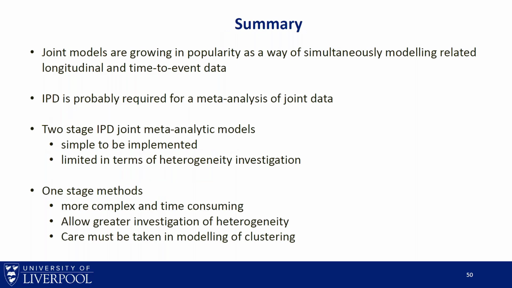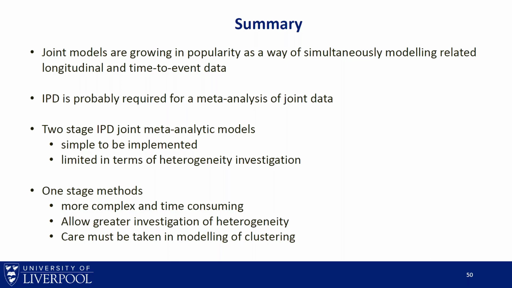So, a summary of recommendations. Overall, joint models are growing in popularity as a method of simultaneous modelling of potentially related longitudinal and time-to-event data. So there's a growing resource of joint datasets. Meta-analysis of joint data is possible, but individual participant data is probably required. Two-stage approaches are simple to implement using existing single-study joint modelling approaches and software, but they are limited in their ability to investigate heterogeneity between studies.